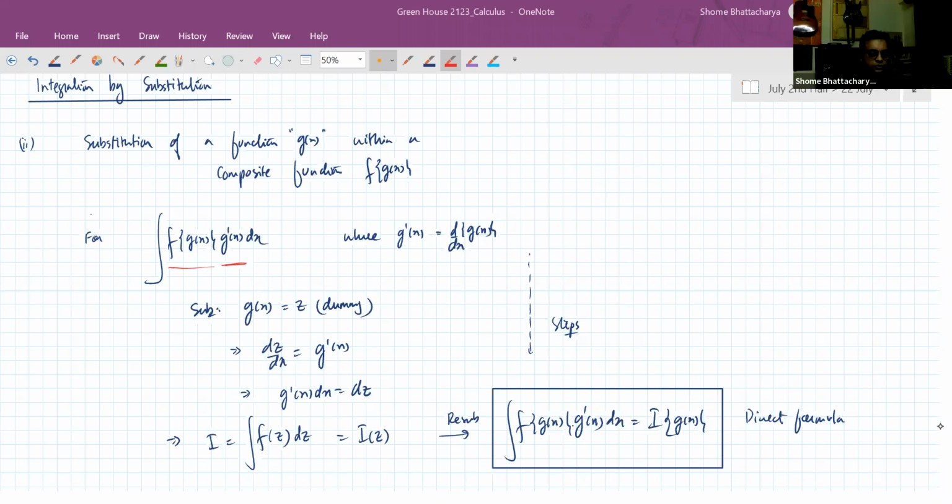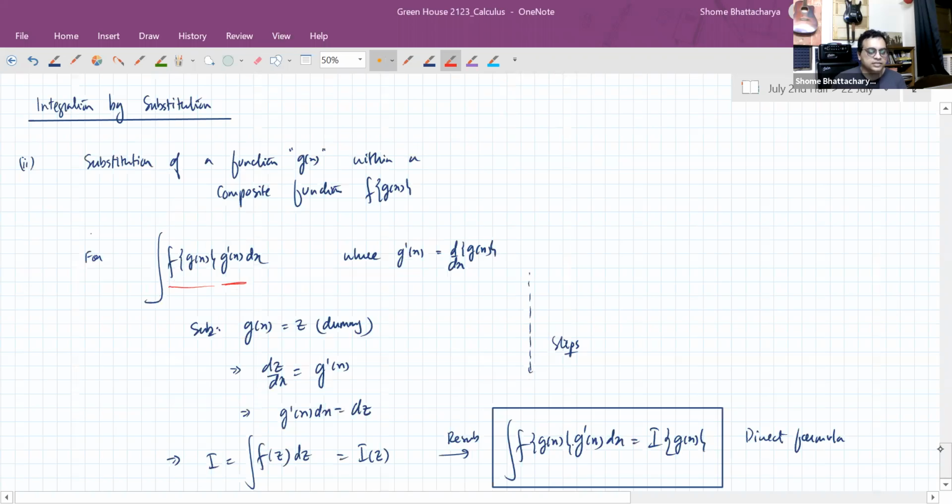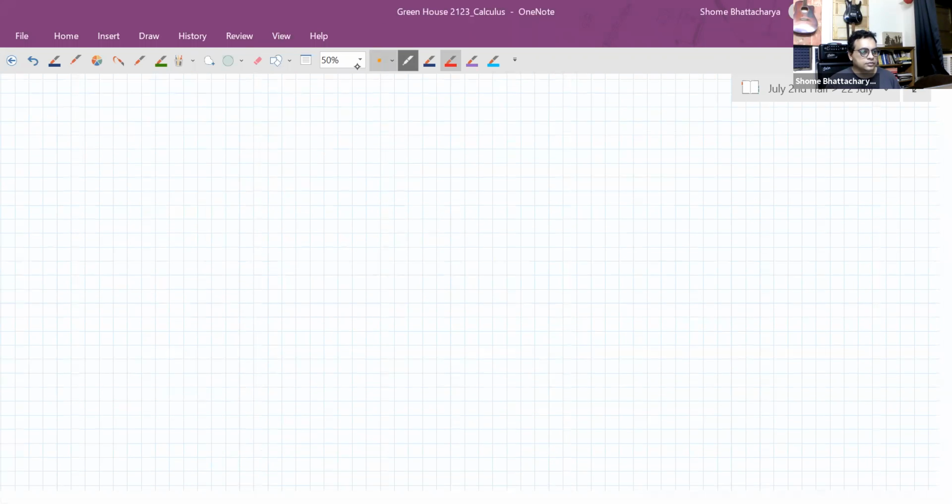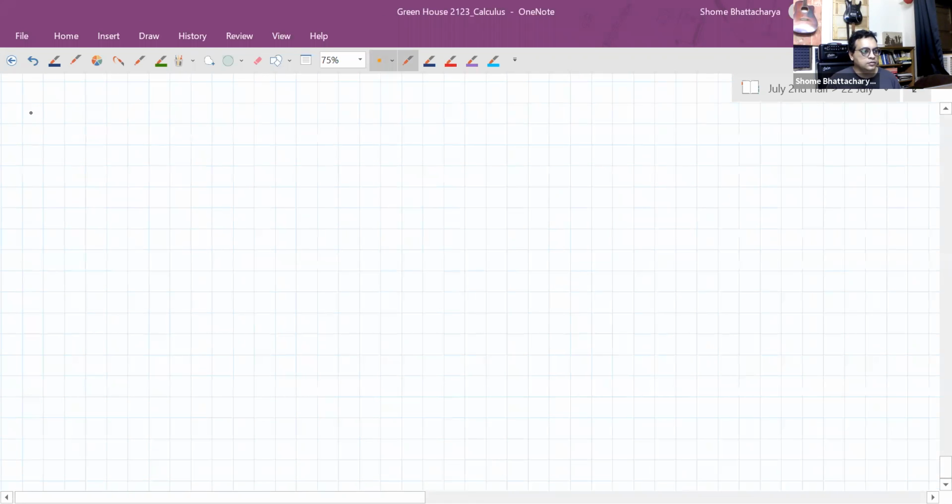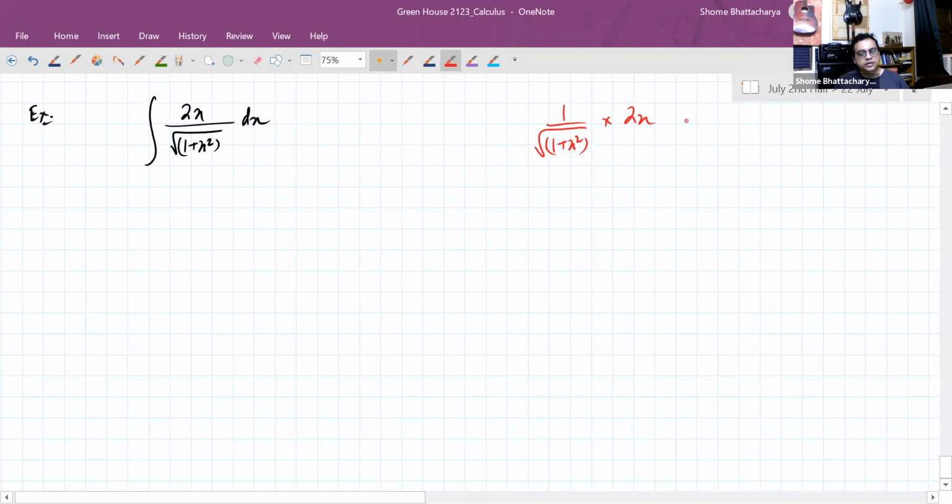Okay, people. So let's apply this to an example question and understand this. Suppose, for example, we have something like this. You can see over here that you are having the product of two functions, 1 upon square root of 1 plus x square, into 2x dx.